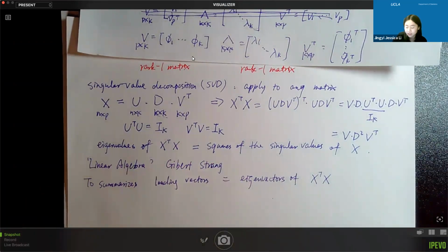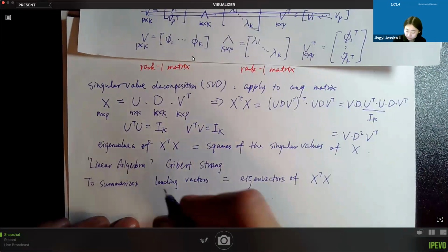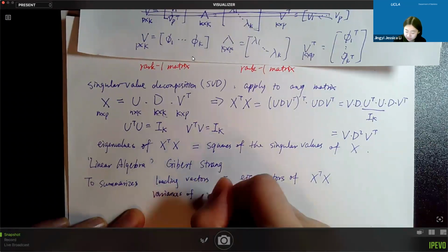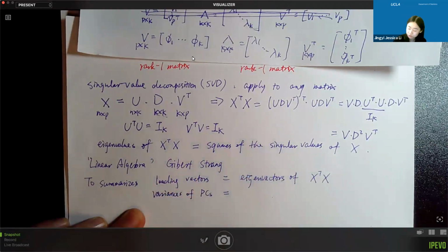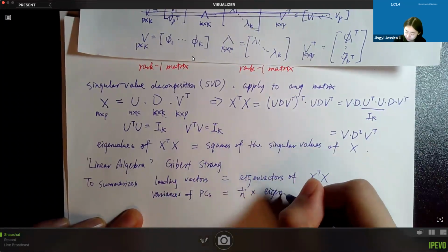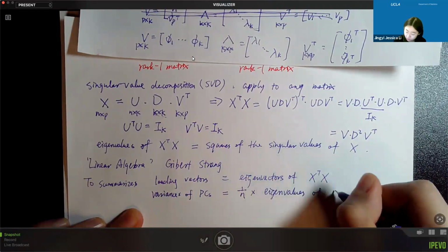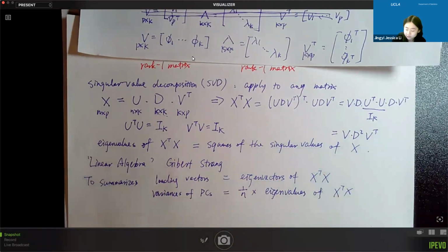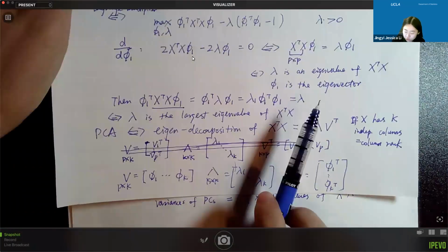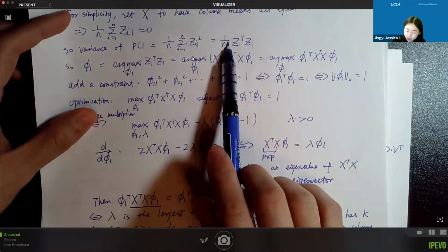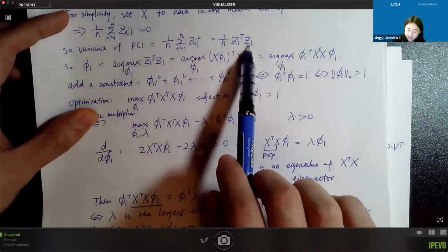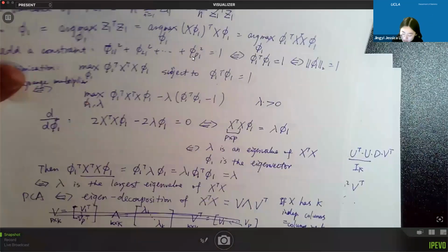The second thing is that the variances of the PCs are just equal to 1 over n times the eigenvalues of X transpose X. So each eigenvalue, lambda 1, divided by n, is the variance of the first PC. That's the second thing.